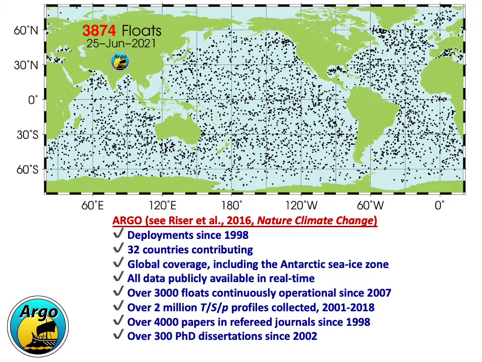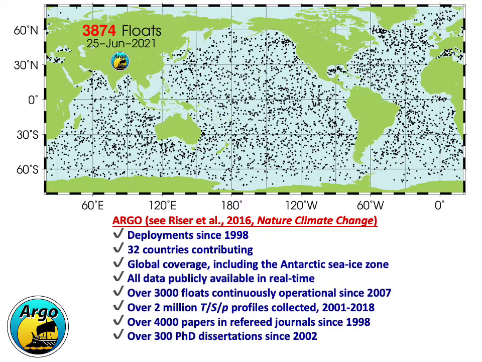This is the Argo array as of a few days ago, and GO-BGC is very closely tied to Argo. A lot of what we're going to be doing in GO-BGC comes directly from lessons we've learned in Argo. And so I'm going to just say a little bit about Argo, that Argo began in 1998. There are now 32 countries contributing. There's global coverage of floats, including the Antarctic sea ice zone. The data are all publicly available in near real time.